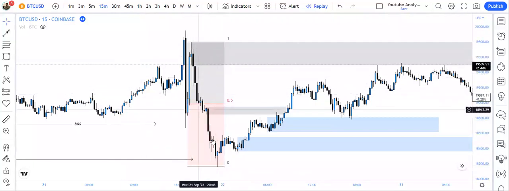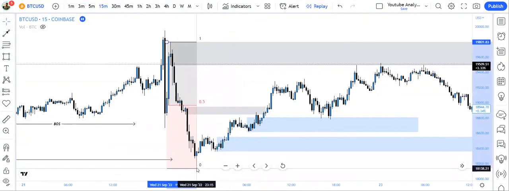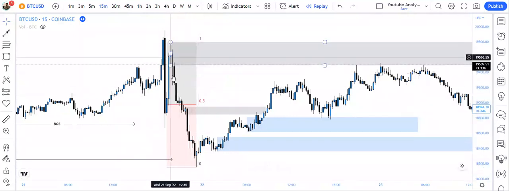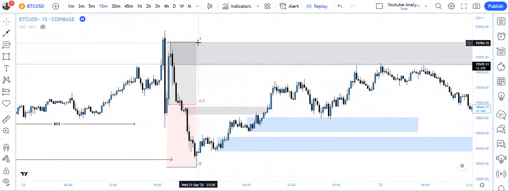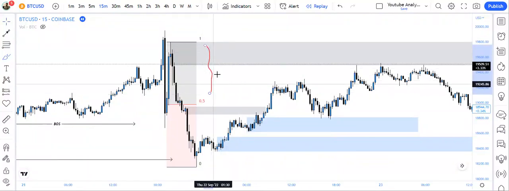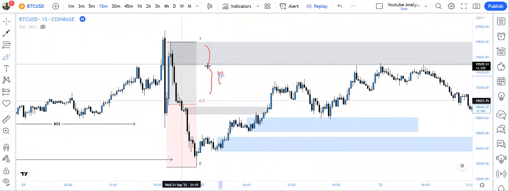Now, the top one, the 50% above right over here. I'm just trying to adjust this a bit. Let's go. So the top 50% is going to be the premium pricing model right over here. Let me get my brush tool. This area right over here is going to be premium pricing, which is where you look for sells. Zones that lie within premium pricing is where you look for sells.